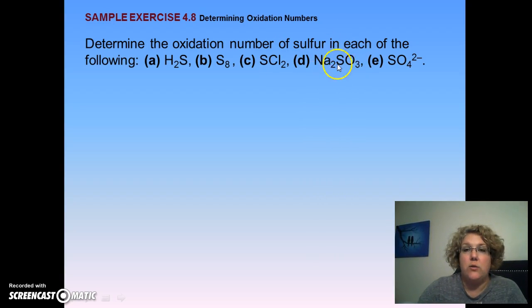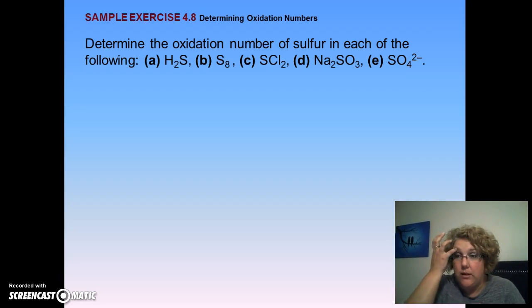Then in the sodium sulfite, well, this whole thing is neutral, right? So I know sodium's always +1, so I have 2 positives. I know oxygen's -2, so I have 6 negatives. So if I have 2 positives and 6 negatives, what do I need to make there be no overall charge? Well, I would need 4 more positives, right? For a total of 6 positives. So the sulfur here is +4.